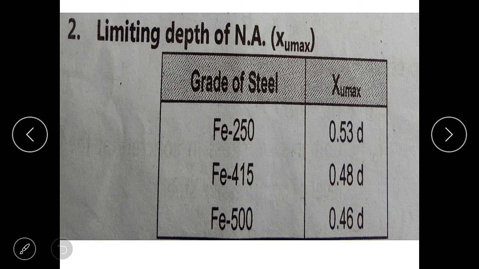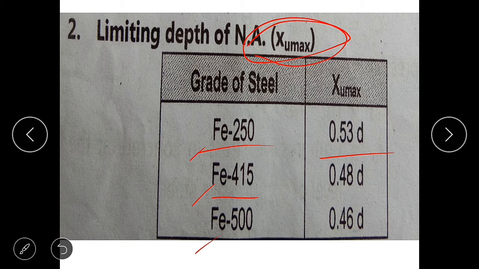Next, if you have to calculate limiting depth, how to calculate limiting depth? Grade of steel is Fe250, Fe415 and Fe500. Then xu max. Limiting depth means xu max. For Fe250 the value of xu max is 0.53 d. For Fe415, use 0.48 d. If grade is Fe500, then use 0.46 d. Okay.